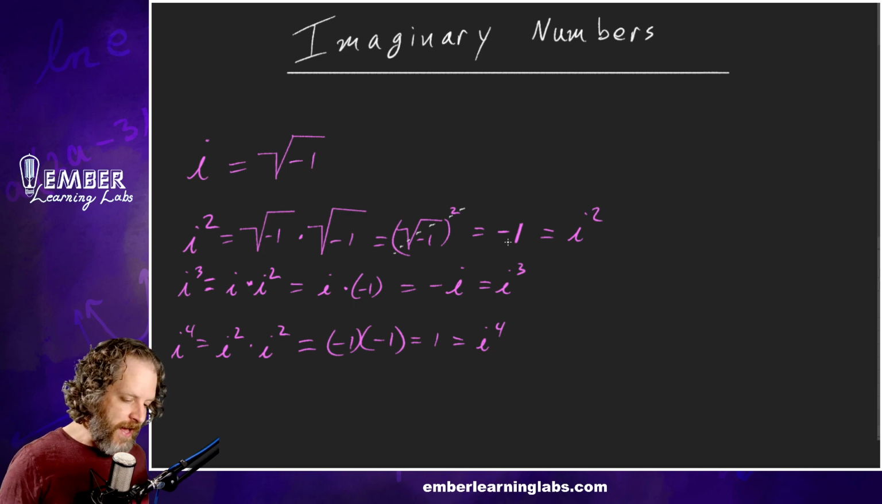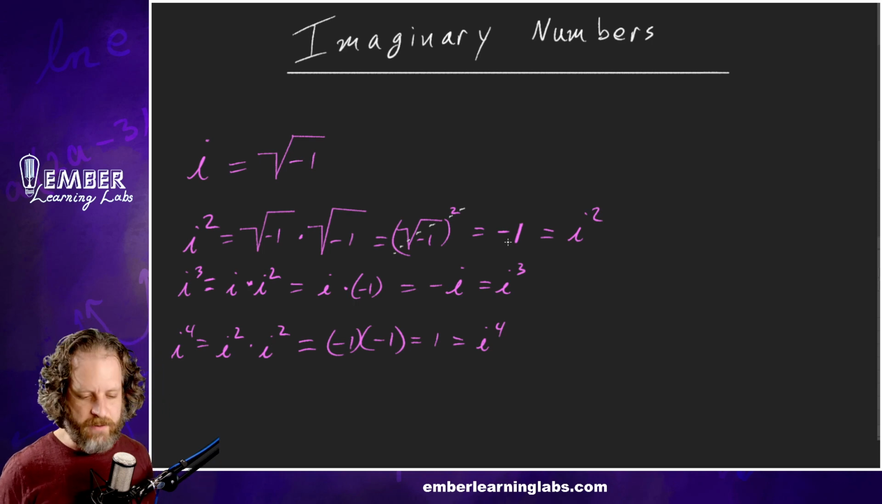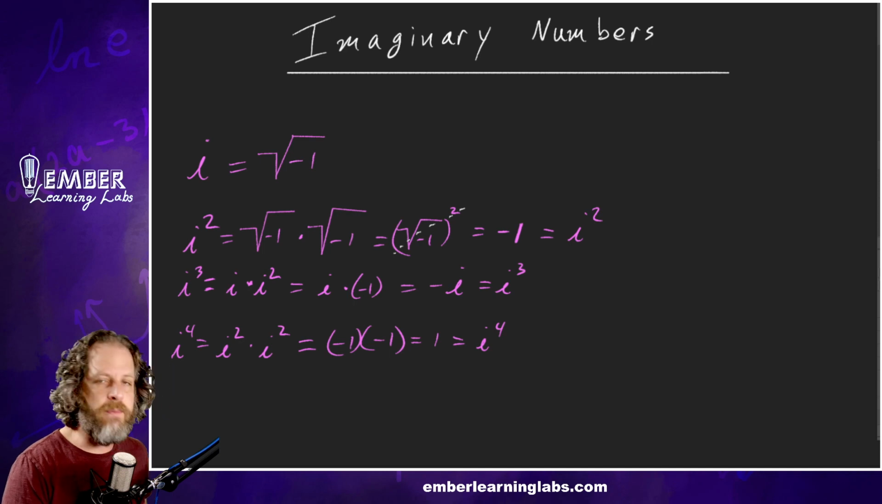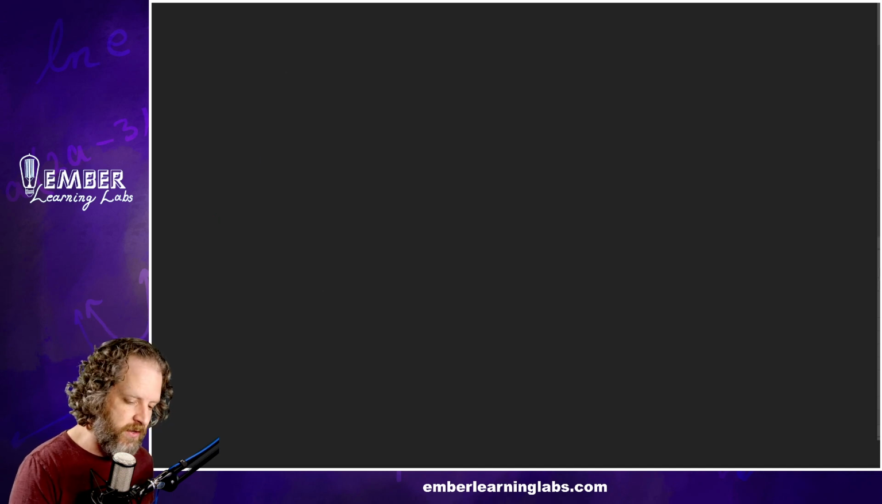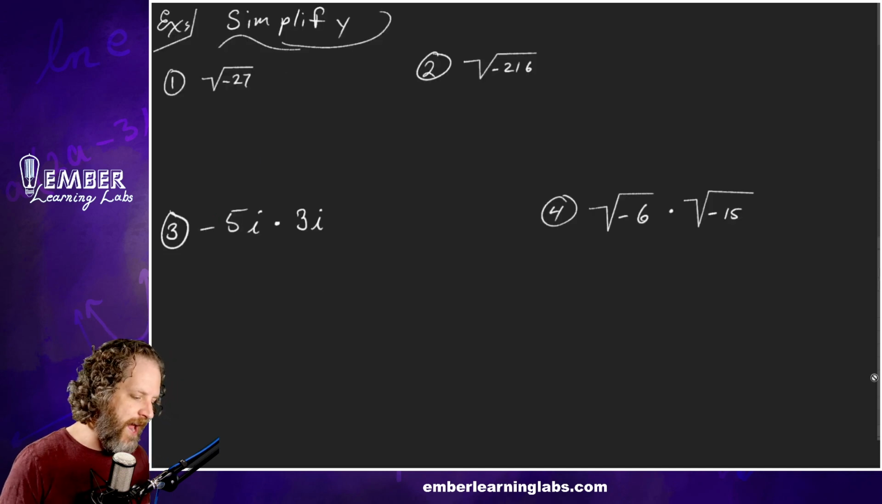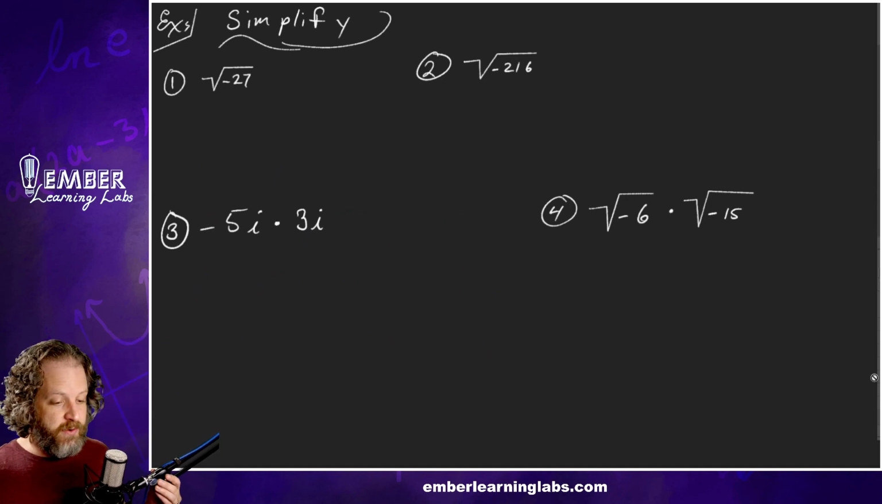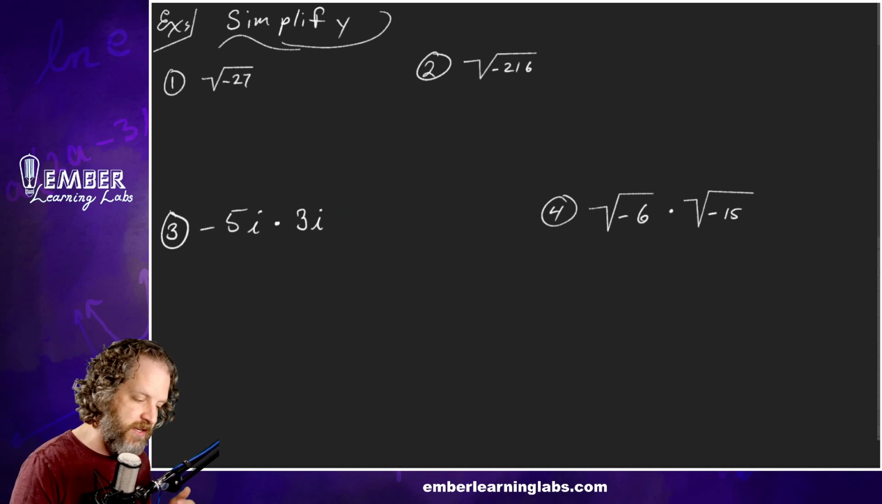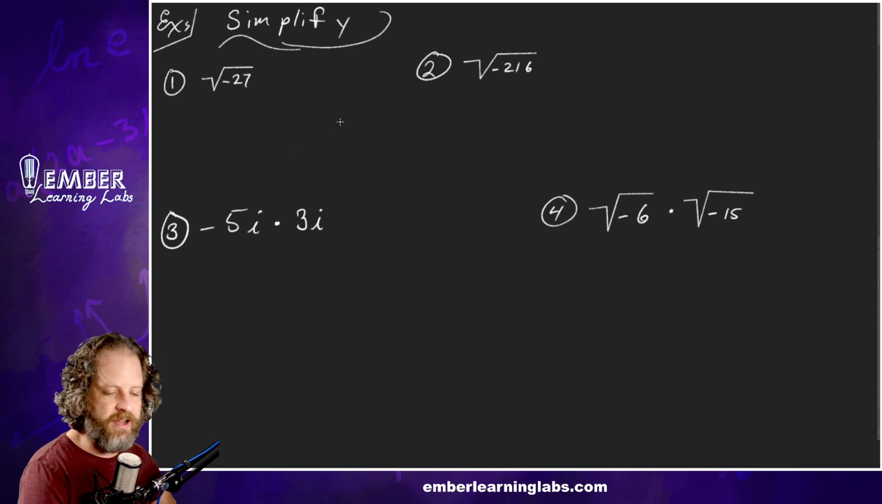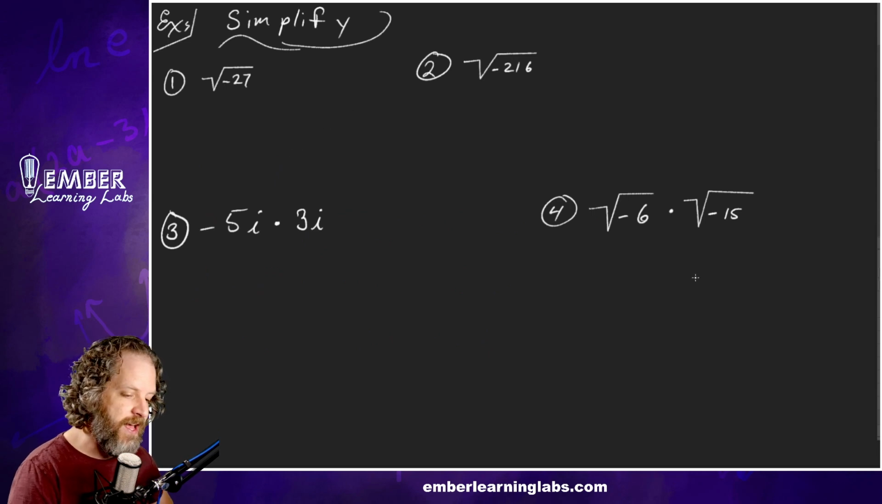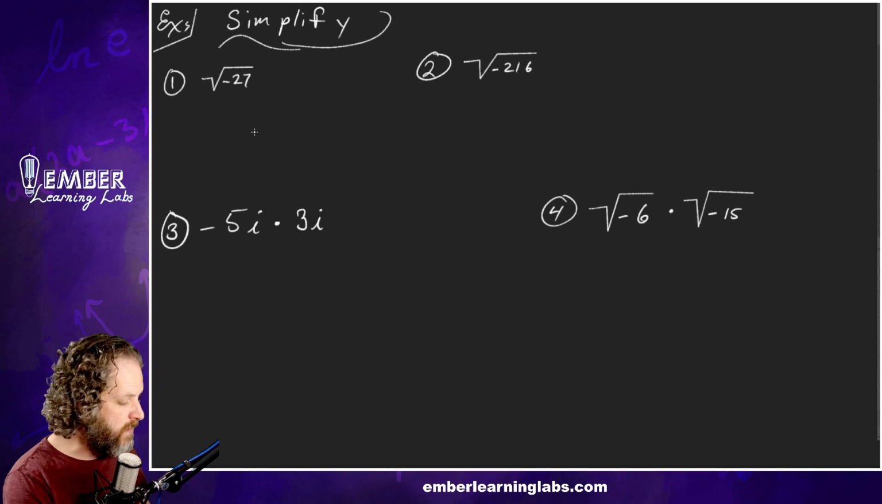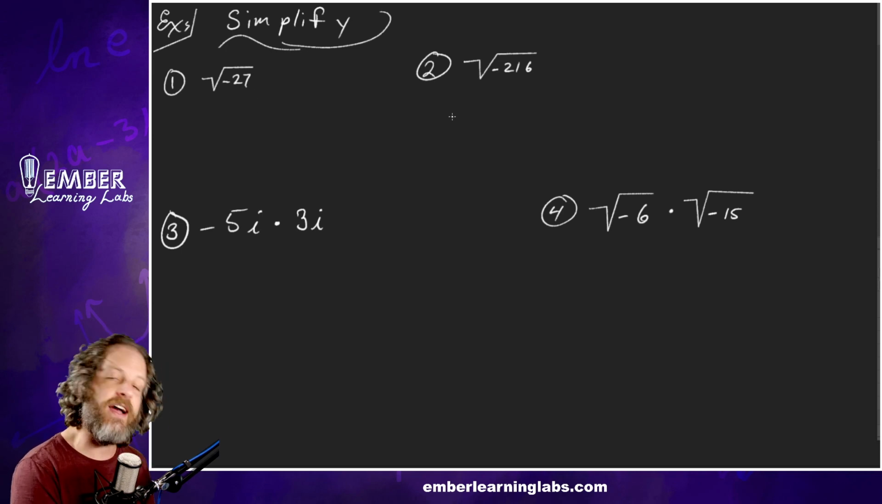Okay, so now that we have that, let's do some examples and put some meat on this and see what a problem with an i would look like. We're going to do a handful of different problems real quick, several examples in this lesson. This is going to combine simplifying imaginary numbers and simplifying radicals.